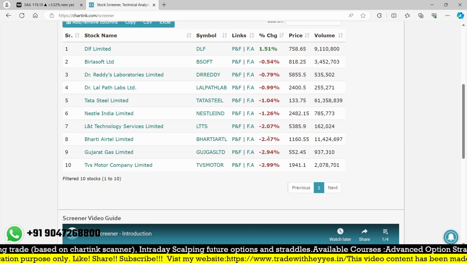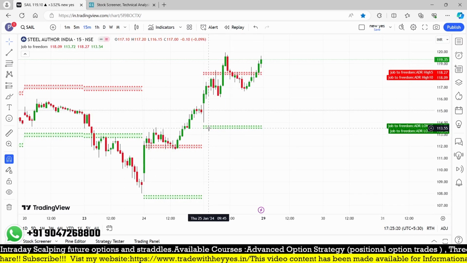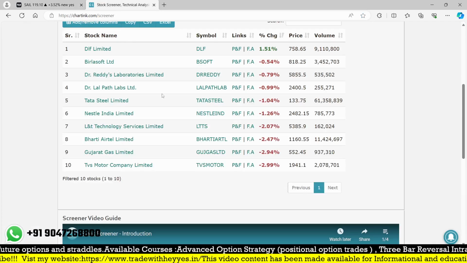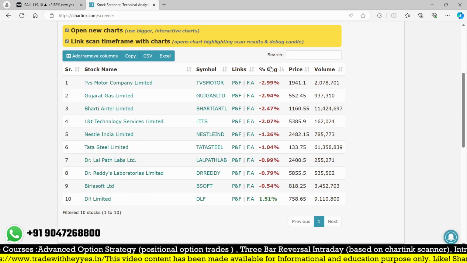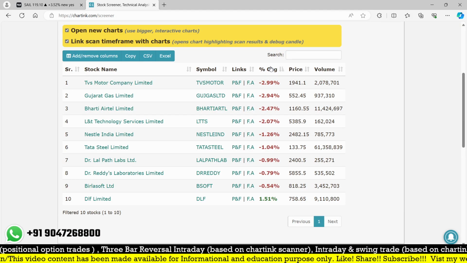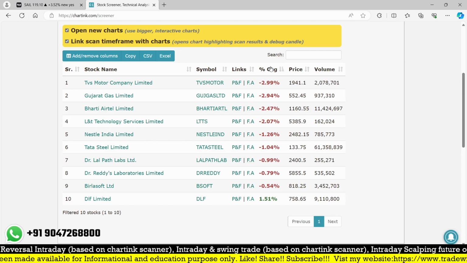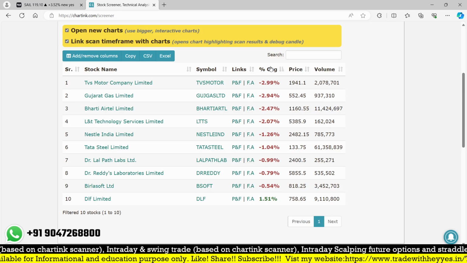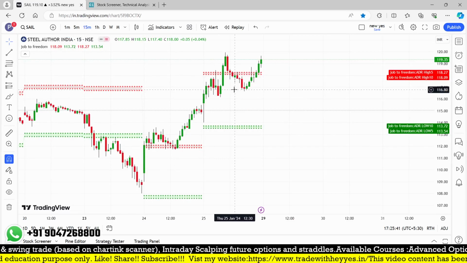What we are exactly looking for in that pattern is that it should be the previous day and it should close below. Maybe some stocks have already closed, or sometimes it is closing. But what we are looking for is when it closes. If you are running it in real time, you will get the stocks which are forming such a pattern or such a close happening. So let me go for TVS Motor, Gujarat Gas. Let me check this.